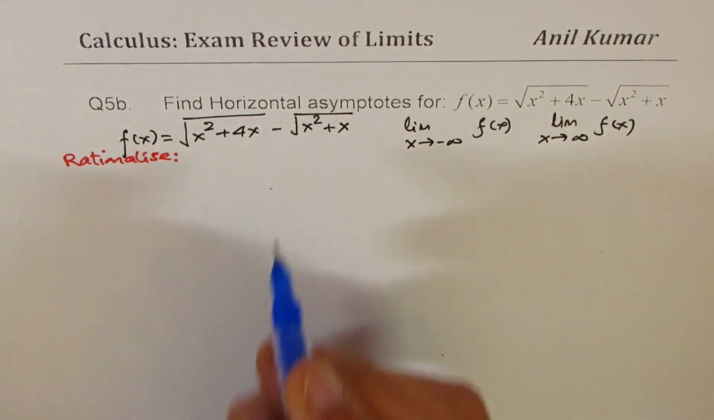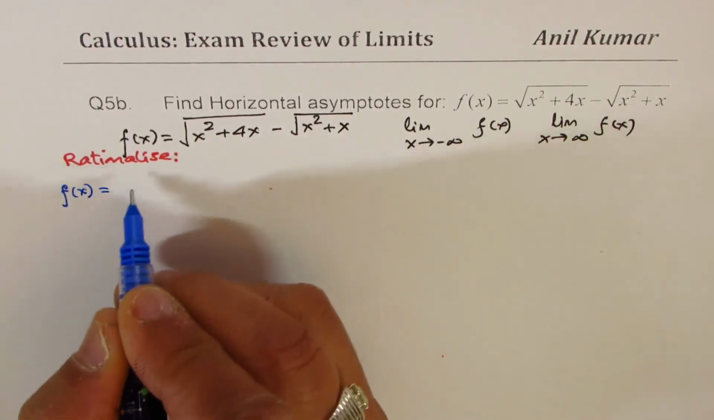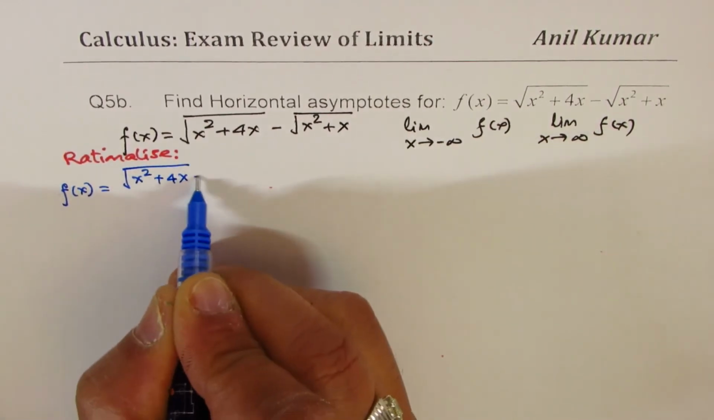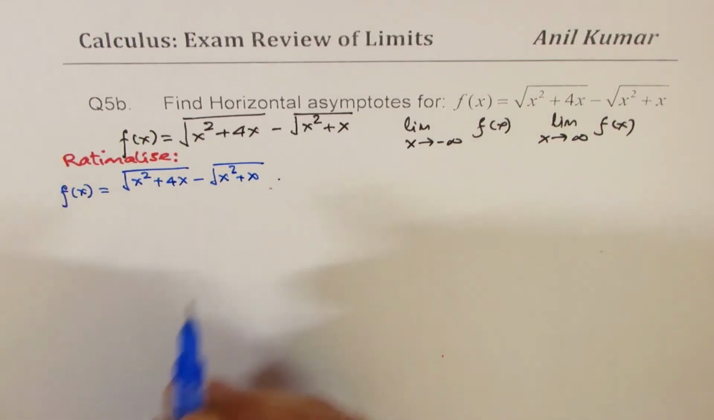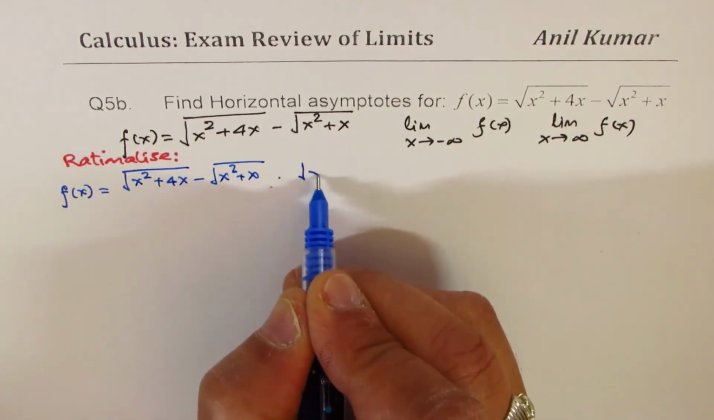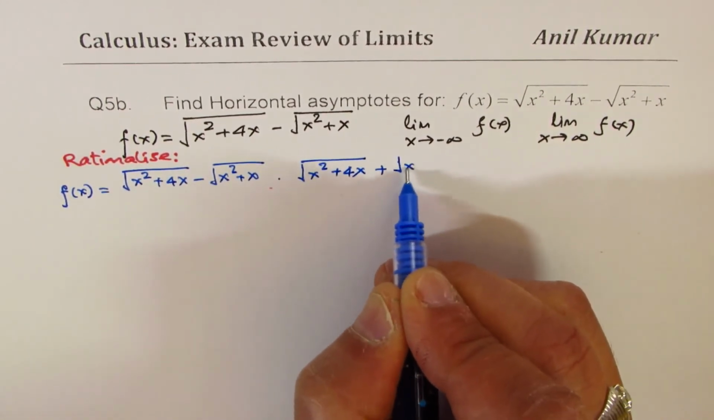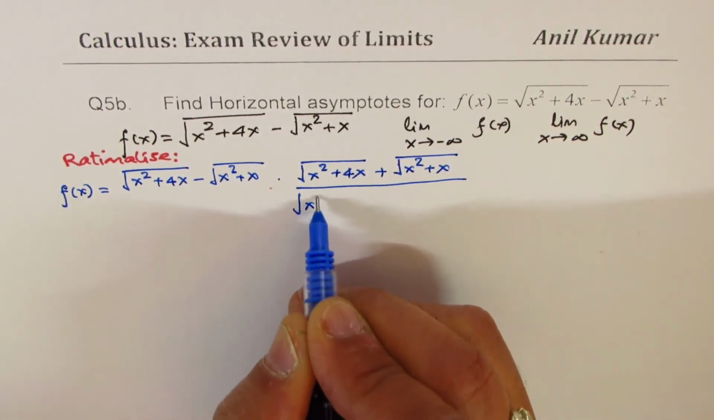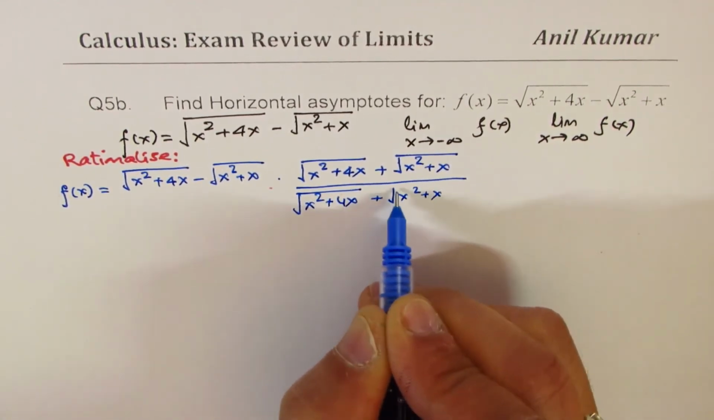So let's rationalize and then find the answer for both. So we can write the function f of x as equal to square root of x squared plus 4x minus square root of x squared plus x. To rationalize, we'll multiply and divide by its conjugate, which is going to be square root of x squared plus 4x plus square root of x squared plus x, divided by square root of x squared plus 4x plus square root of x squared plus x. Does that make sense?